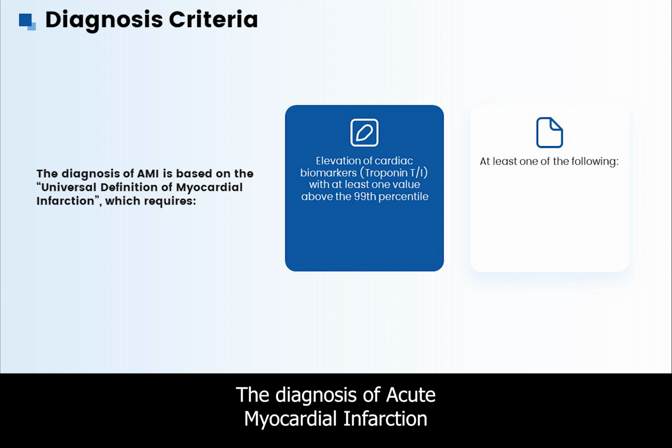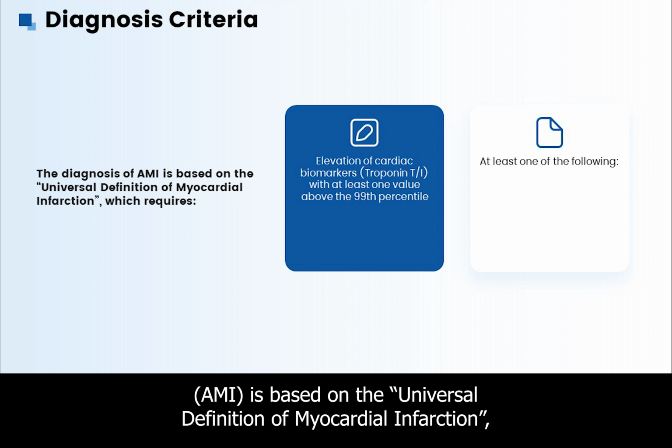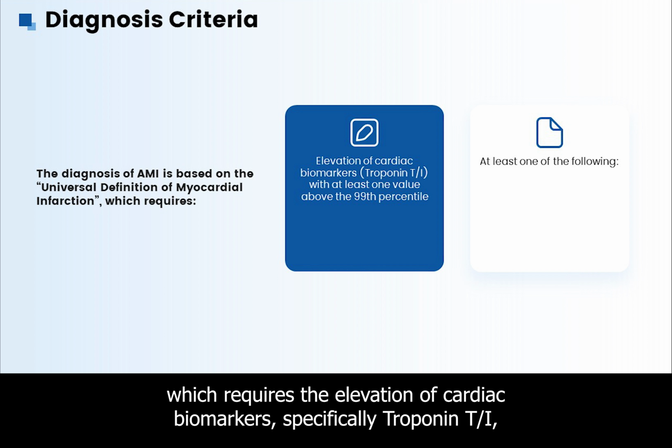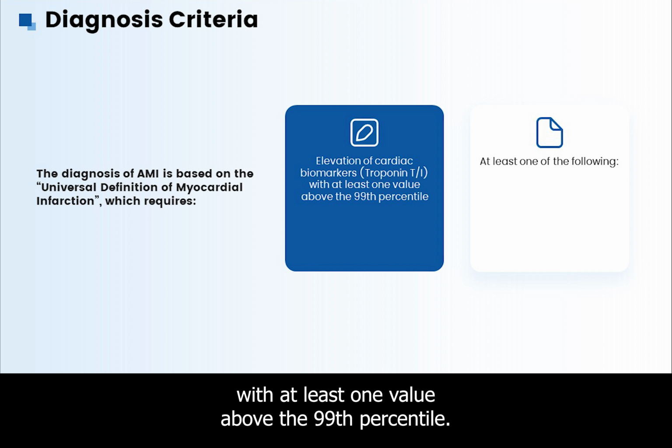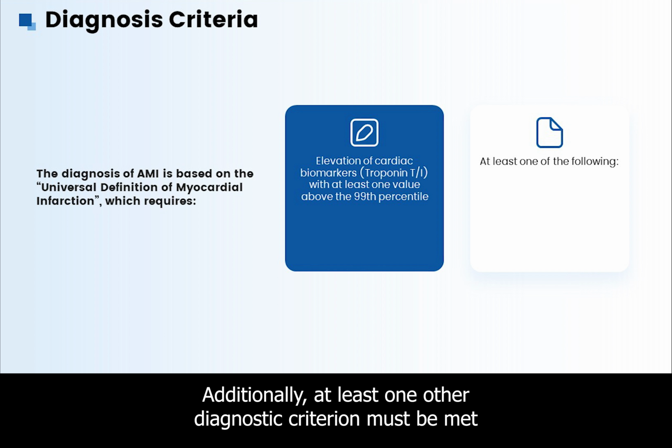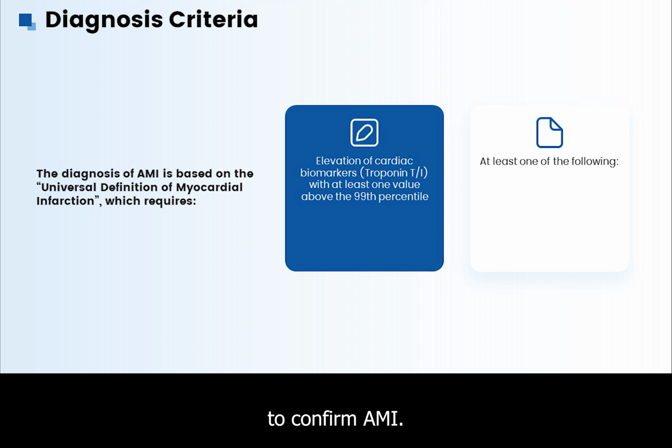The diagnosis of acute myocardial infarction is based on the universal definition of myocardial infarction, which requires the elevation of cardiac biomarkers, specifically troponin T and I, with at least one value above the 99th percentile. Additionally, at least one other diagnostic criterion must be met to confirm AMI.